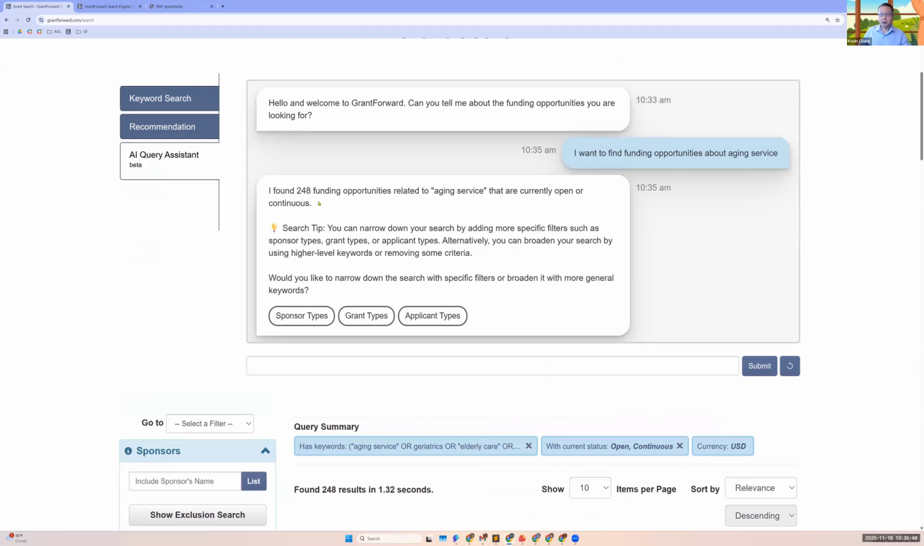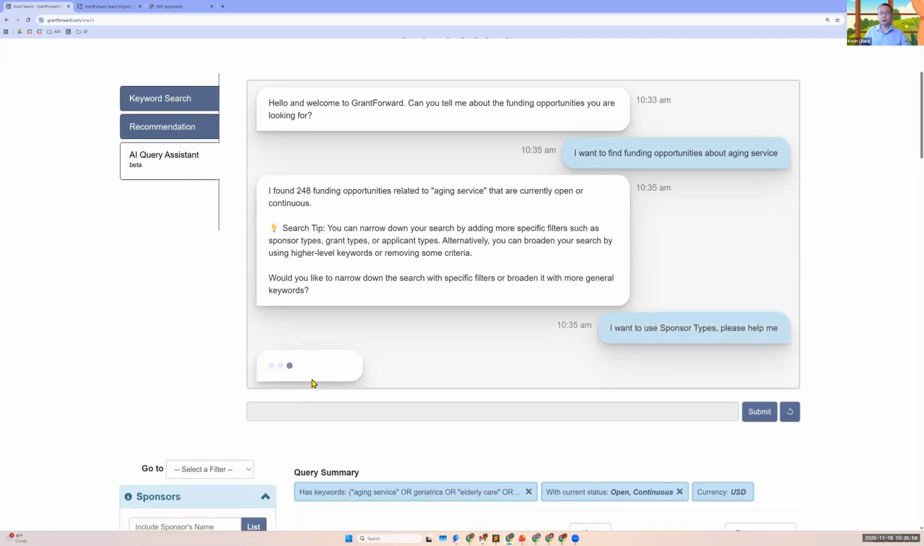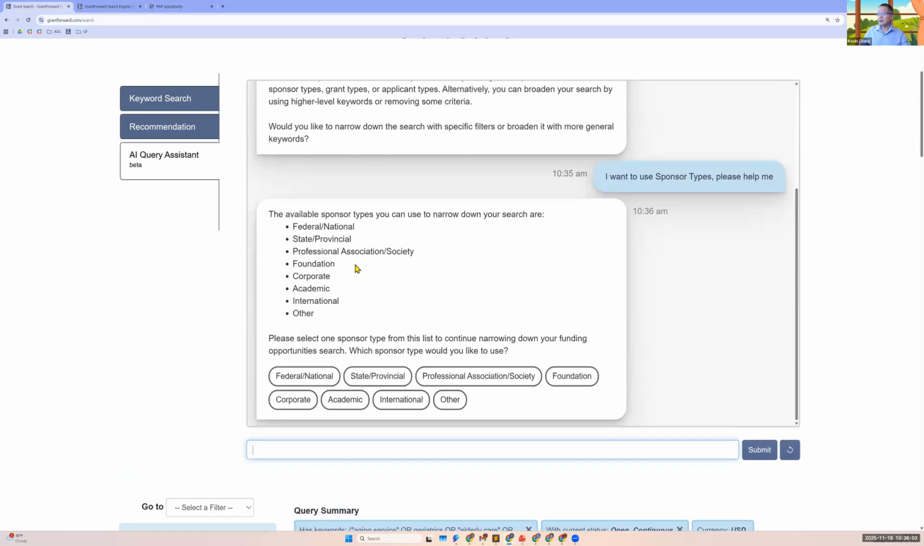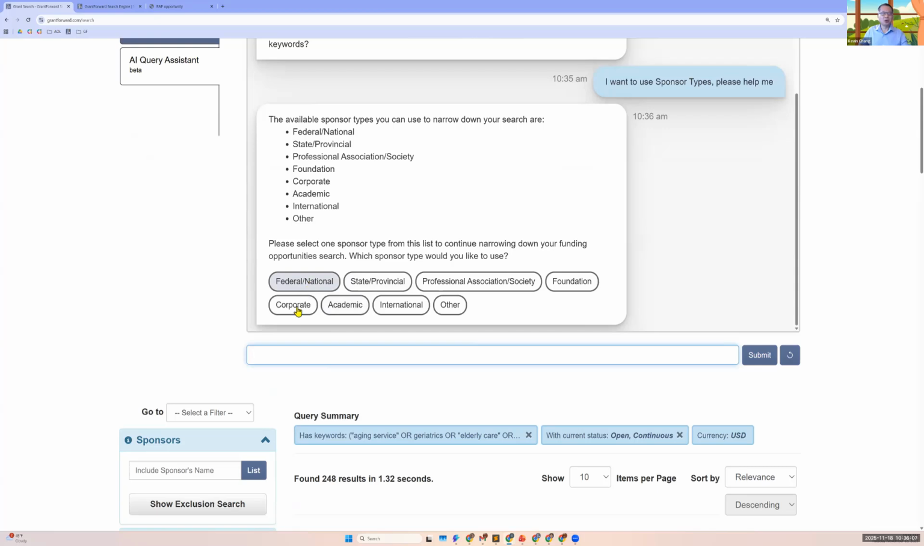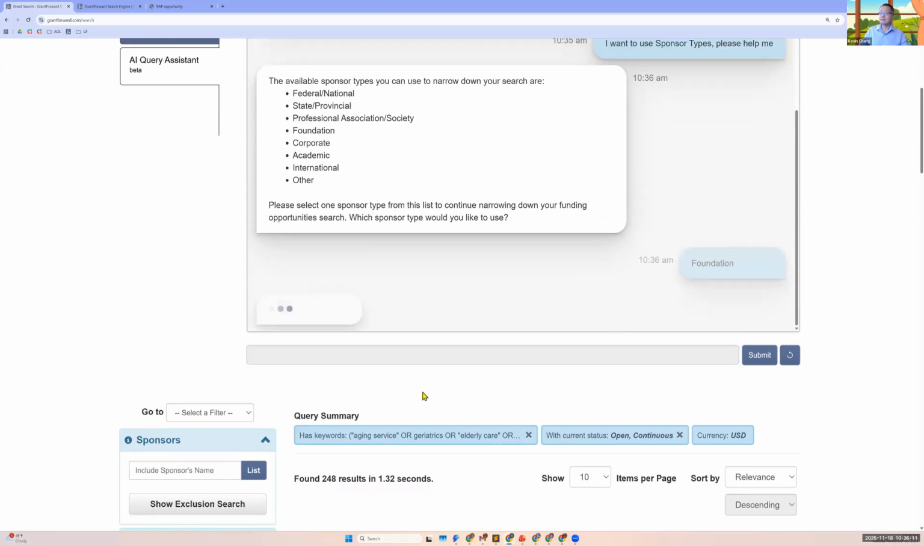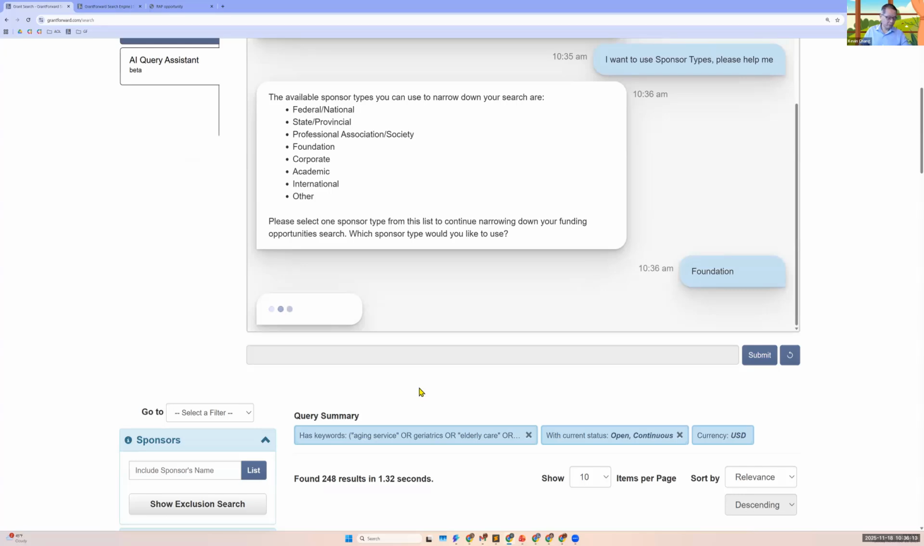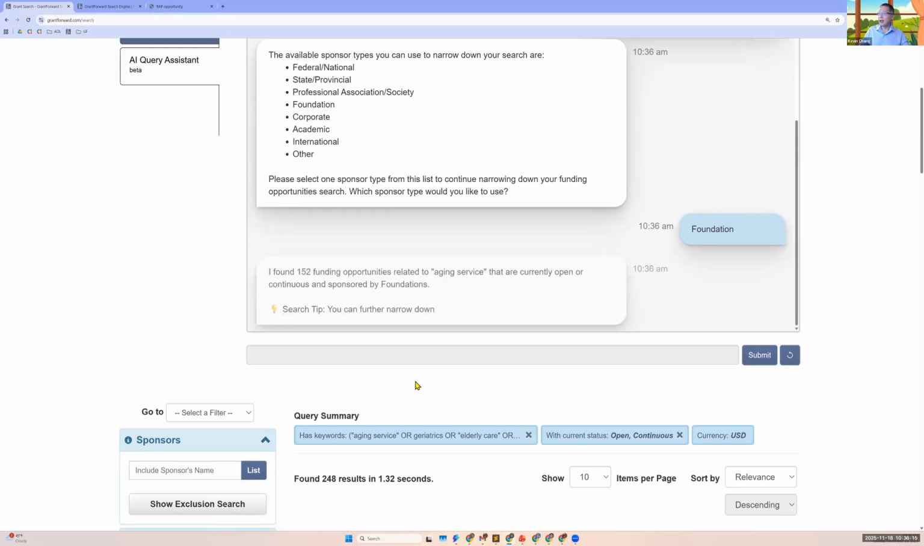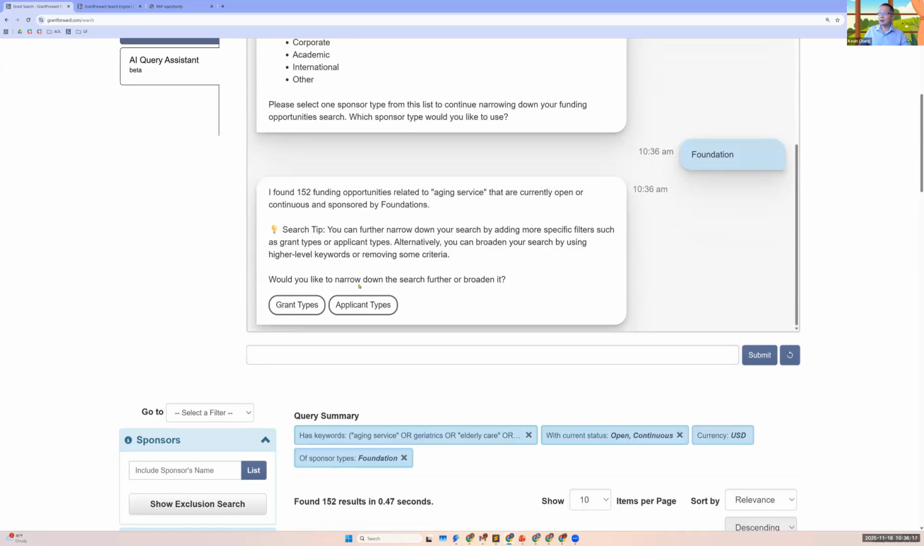It also suggests a popular search strategy next, by narrowing down, say, sponsor type or grant type or applicant type. You say, well, first, I want to see sponsors. I want to look at all those foundation, private organization grants. It tells me that these are the sponsors that you can choose. You say federal, no, I'm not considering federal. Let's look at foundation grants. Okay, so there are 152 foundation grants.